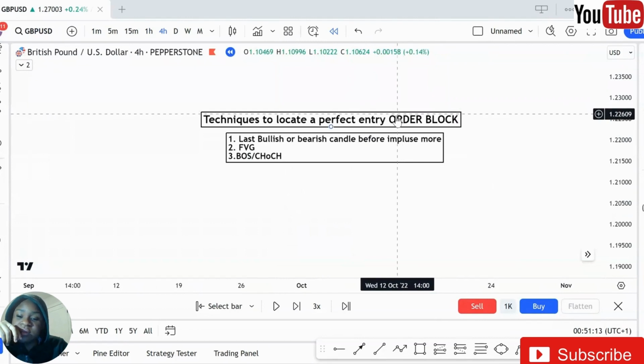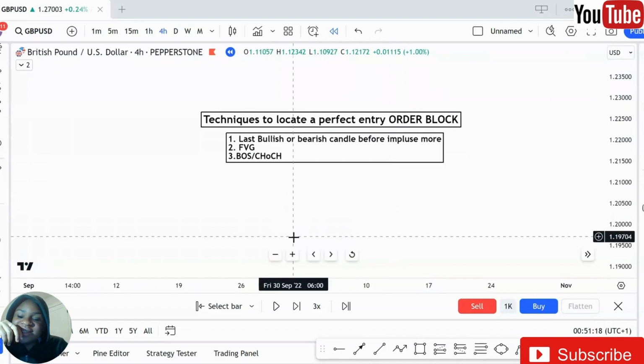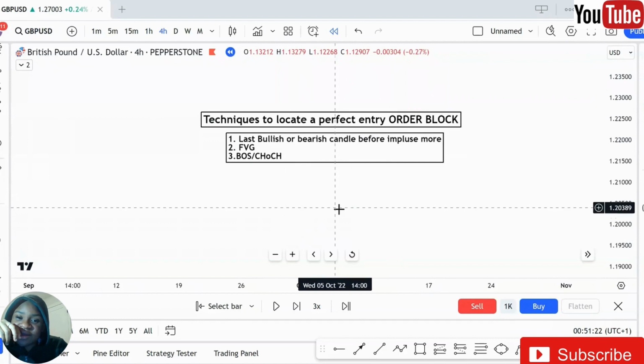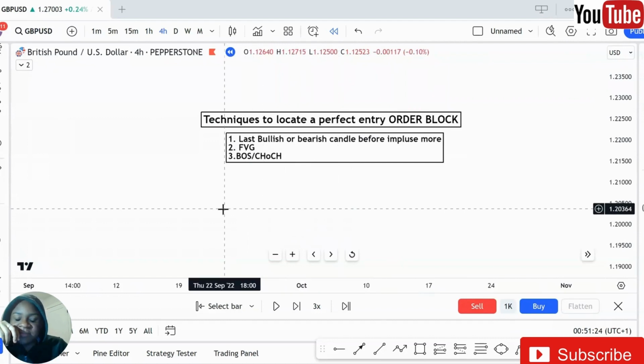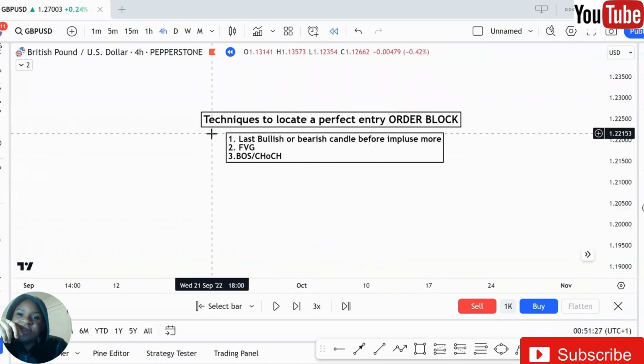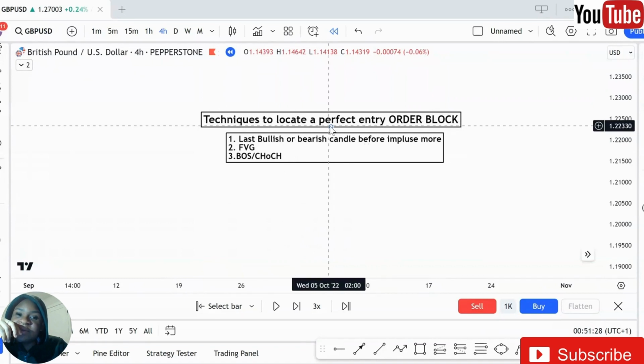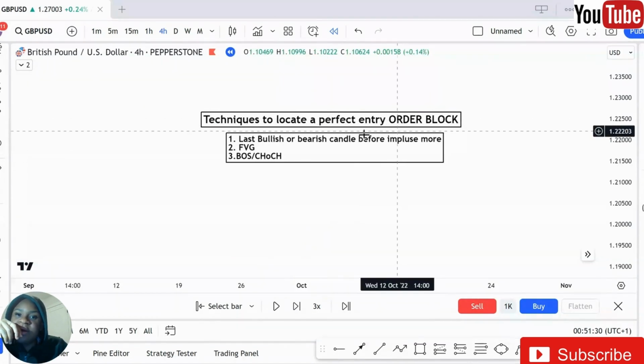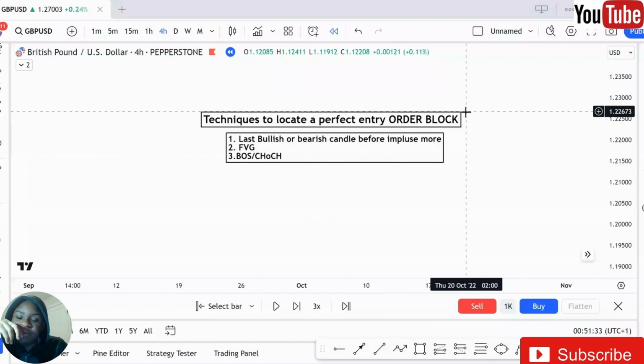Ask your question in the comment section while I show you some easy and tactical, or I'll use strategical, way to analyze the market. Now we have today's topic: techniques to locate a perfect order block, or how to get a perfect entry order block.